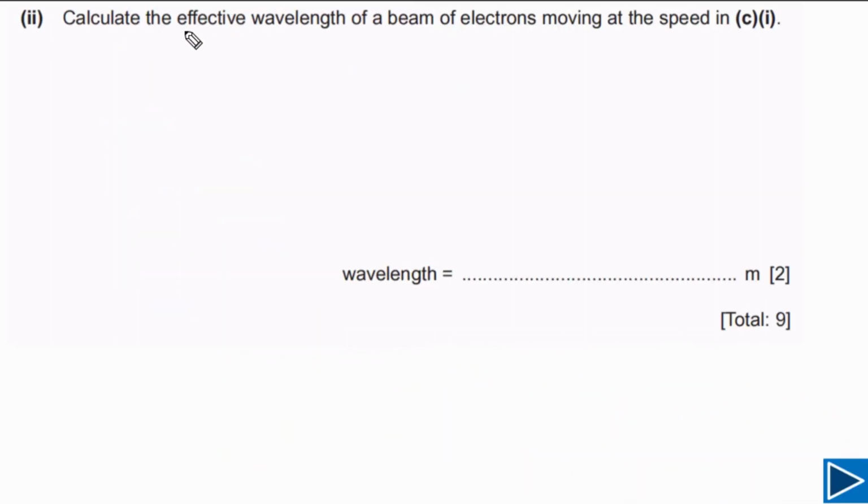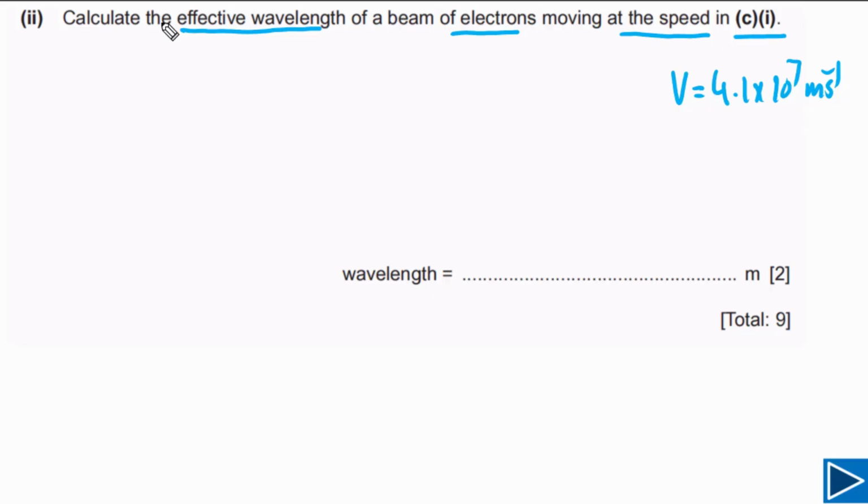For the second part, the question is asking us to calculate the effective wavelength of a beam of electrons moving at a speed in C1. In C1, we have calculated the speed of electrons. V was equal to 4.1 times 10 to 7 meters per second. Now we need to calculate the wavelength of electron if the electron is moving at this speed. Because we have discussed in part A, electron also behaves as a wave, meaning the wave nature of matter. So now we need to calculate the wavelength of matter waves.